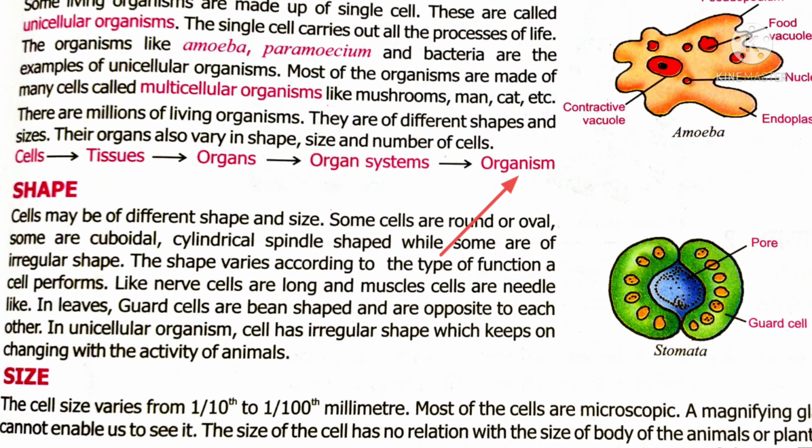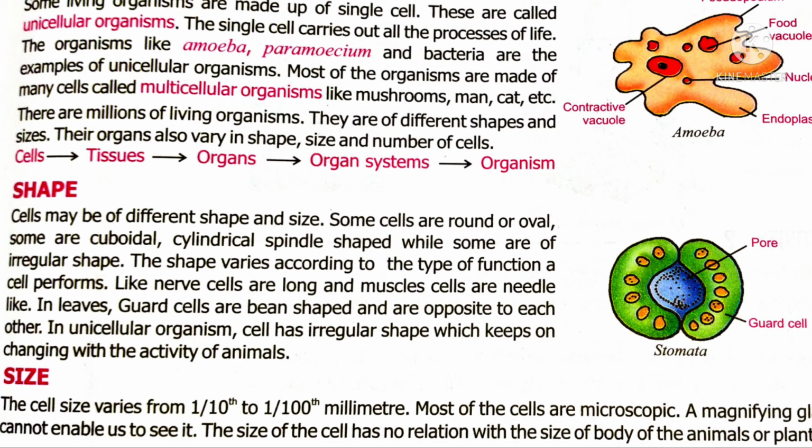Examples of different tissues are muscular tissue, nervous tissue, circulatory tissue, etc. These tissues combine to form organs, and different organs like brain, spinal cord and nerves together form the nervous system. Likewise, different systems combine to form a complete organism. So, an organism is made up of different organ systems like respiratory system, circulatory system, excretory system, reproductive system, nervous system, etc.